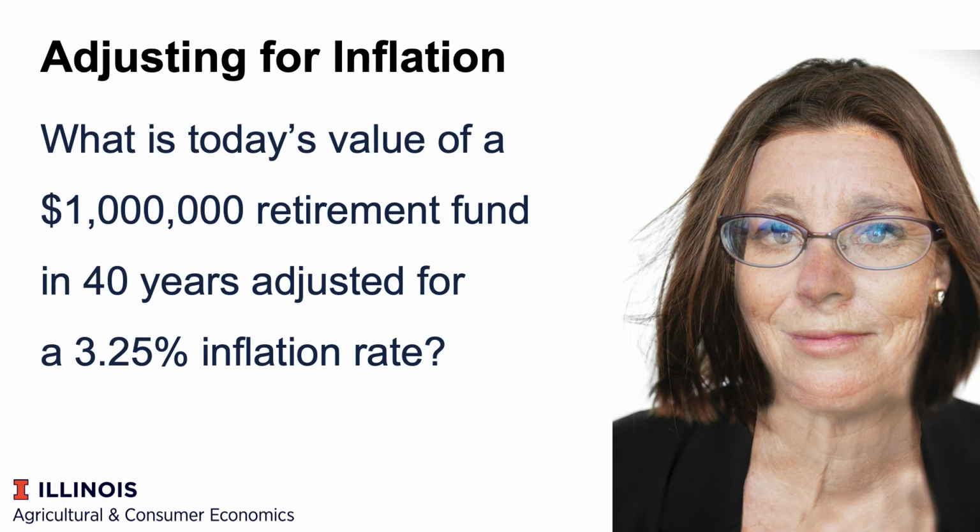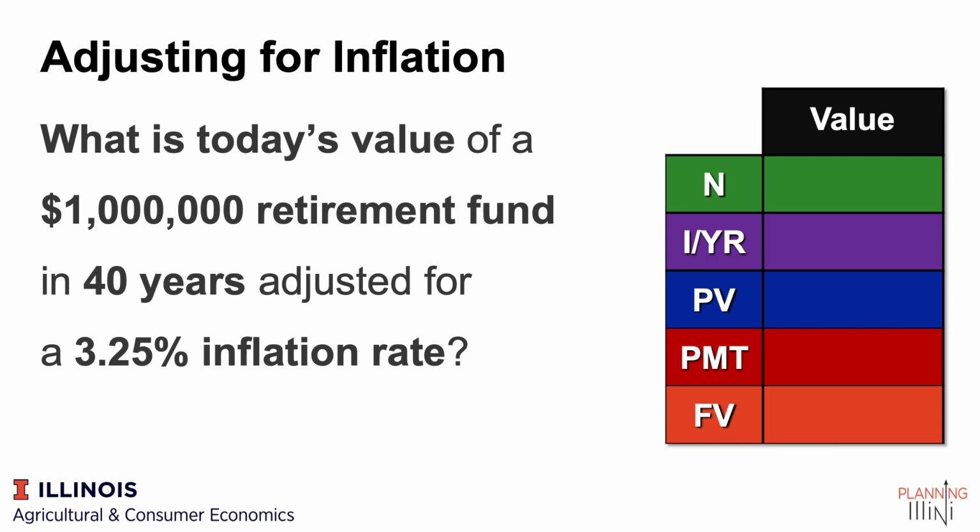We can say, what is today's value of a $1 million retirement fund in 40 years adjusted for 3.25% inflation? 3.25 is a 100-year inflation rate and pretty fair to use in this example. Well, again, we need 4 variables and we can then find the 5th using a calculator. So we would say 40 is N, right? 40 years from now. 3.25 is the inflation rate. It's going to eat away at our spending power. You would use 0 payment in any kind of inflation example, and then $1 million would be FV or future value. So the magic question becomes, what is that $1 million worth today?